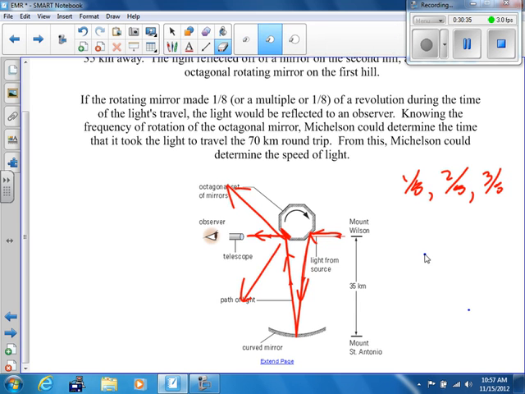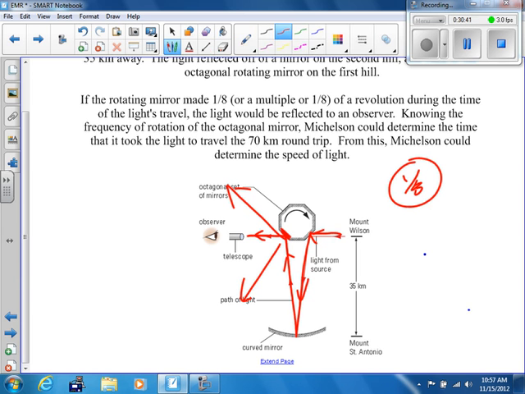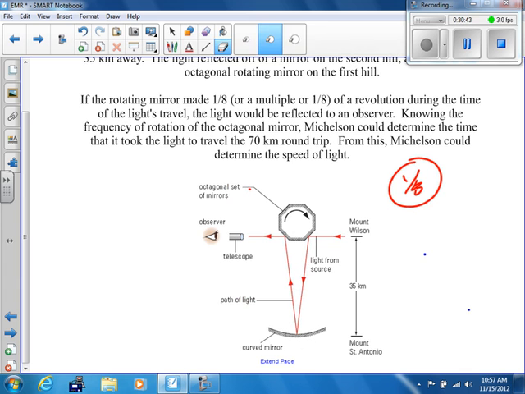Let's focus on this one. Because what's really going to happen here is we're going to shine this light. We're going to start this mirror at rest, not moving, and then we're going to slowly increase the speed of it, slowly increase the frequency of it until the light gets observed by the observer. Once we see the light at this observer over here, we know that we've reached the point at which this rotating mirror has made 1/8 of a revolution during the time that the light travels from this side of the mirror down here and then back there. Does that make sense?